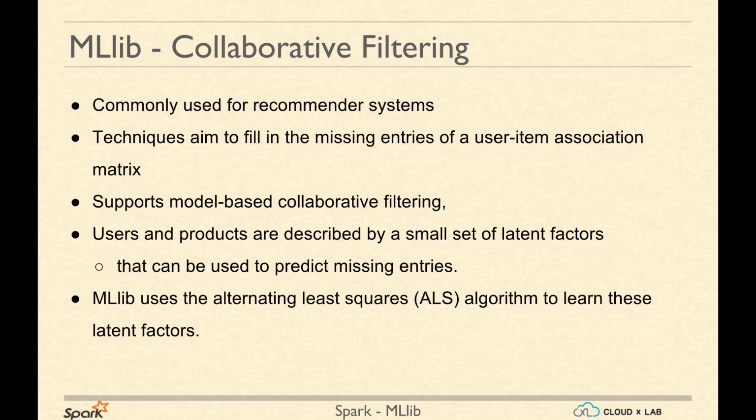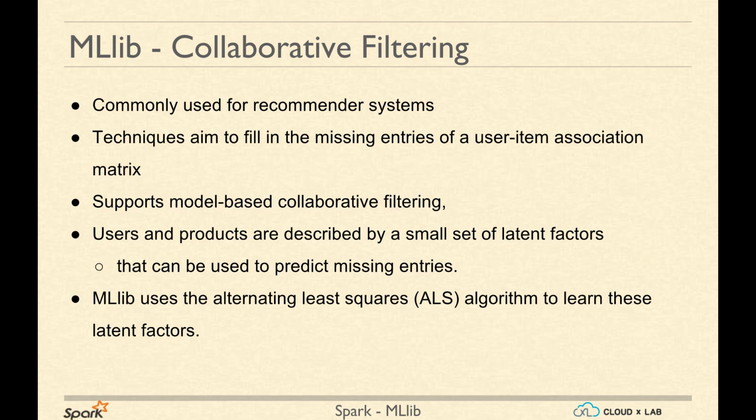Let us understand an important machine learning use case of big data called collaborative filtering. It is commonly used for building recommender systems. These techniques aim to fill in the missing entries of a user item association matrix.